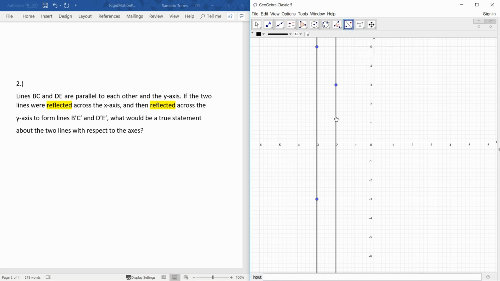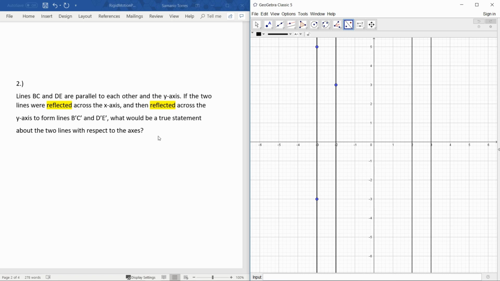So let's reflect this one first. This one's DE right here, over the y. Now we reflect it over the y-axis. So we're mirroring over this one right here. Now let's reflect this one over the y-axis. So now we have these two. Remember, this was line BC. Now we have line B prime, C prime. This was line DE right here. Now we have line D prime, E prime.